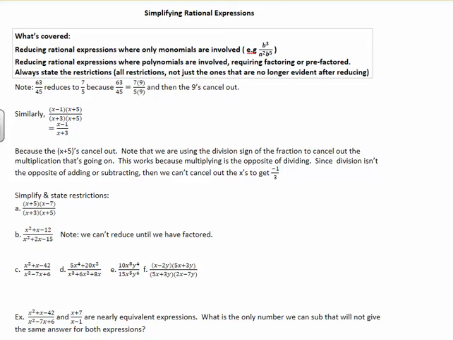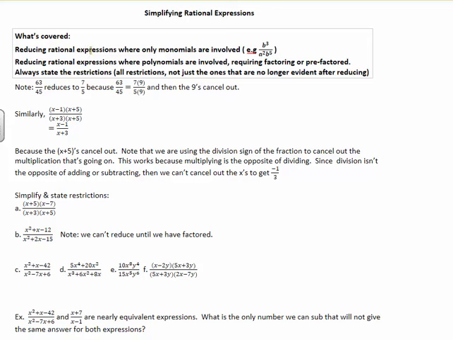In today's lesson, we're going to learn about simplifying rational expressions. And keep in mind that rational expressions is just another way of saying that we're simplifying fractions or reducing fractions. So at points in this lesson, you may want to pause it and copy out some of these notes into your own personal notes.